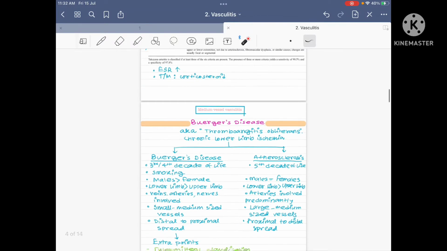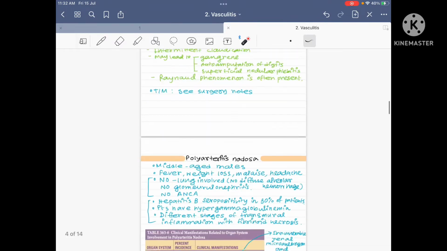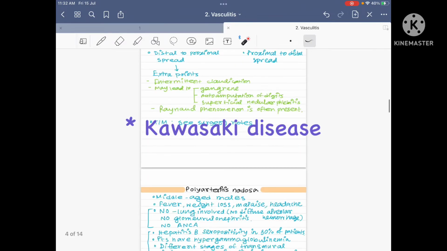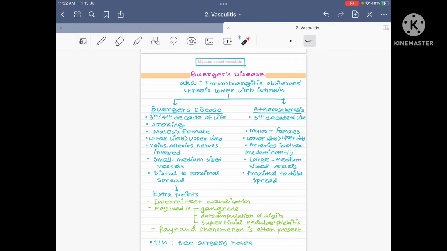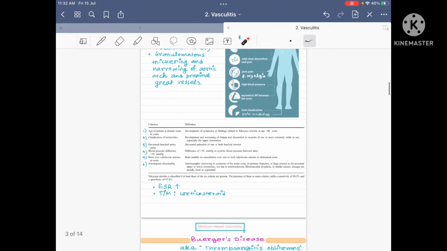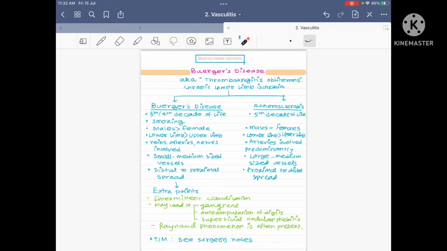Now come to the medium vessel vasculitis: Buerger, polyarteritis nodosa, Kawasaki. Buerger disease is also known as thromboangiitis obliterans. Like claudication in Takayasu, here you also get claudication. In chronic lower limb ischemia there are two causes, Buerger and atherosclerosis. In Buerger you have to remember that it involves not only arteries but also veins and nerves. This is the one thing I made mistakes on many times. It is small to medium size vessel, and atherosclerosis is large size vessel. You can remember it easily.